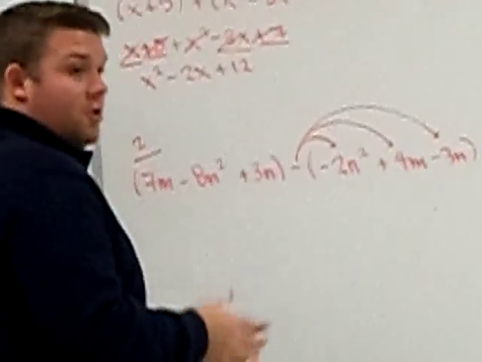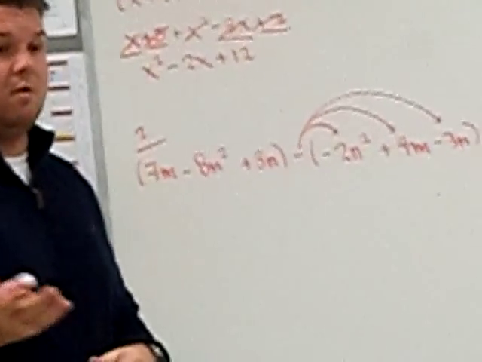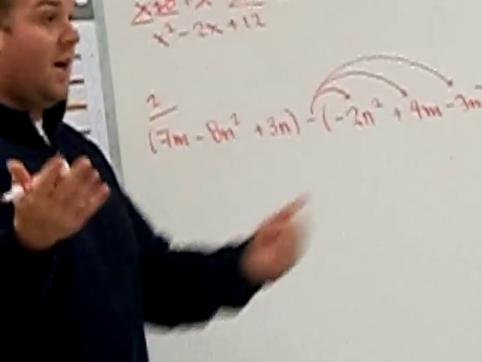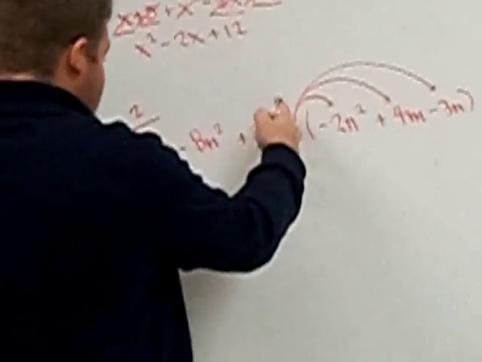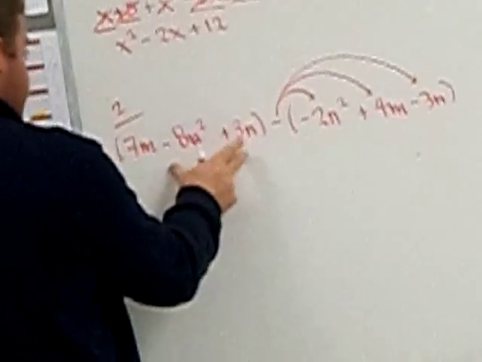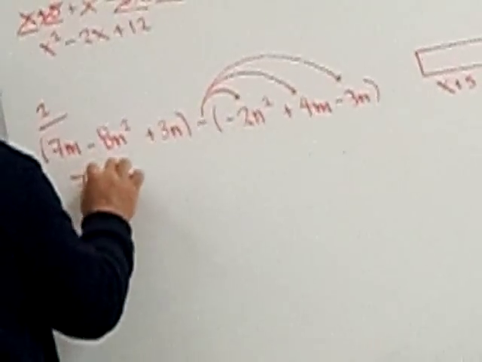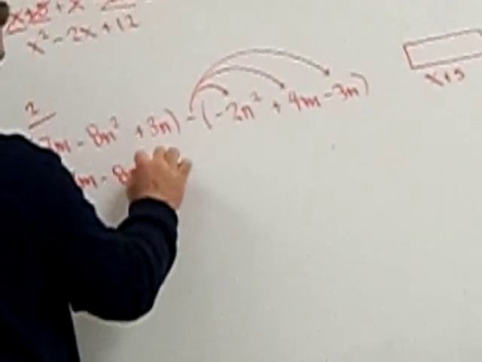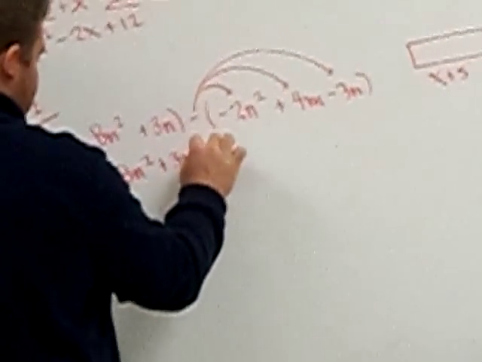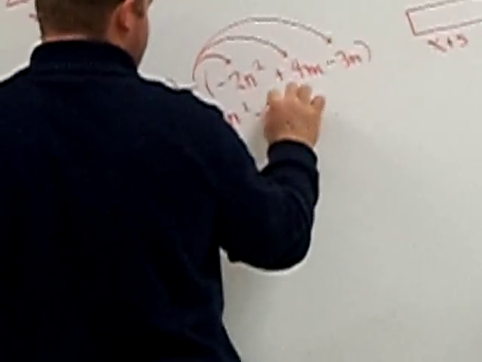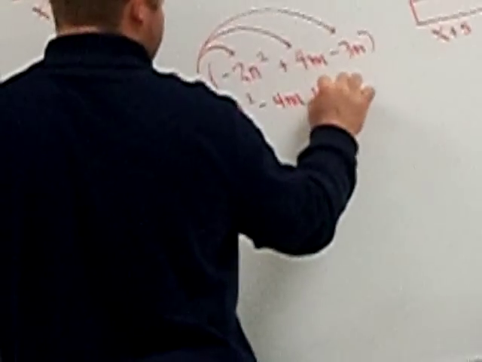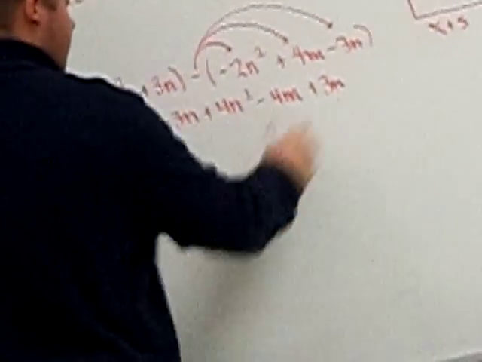When you multiply negative 1 by any term, what does it do? Changes the sign. That's all it does. So this becomes positive, and now we're going to drop these parentheses. This one stays the same: 7m minus 8n squared plus 3n. Over here, this becomes plus 4n squared minus 4m plus 3n.